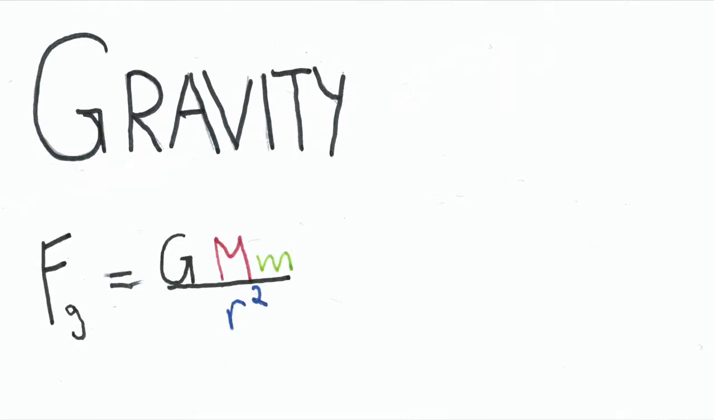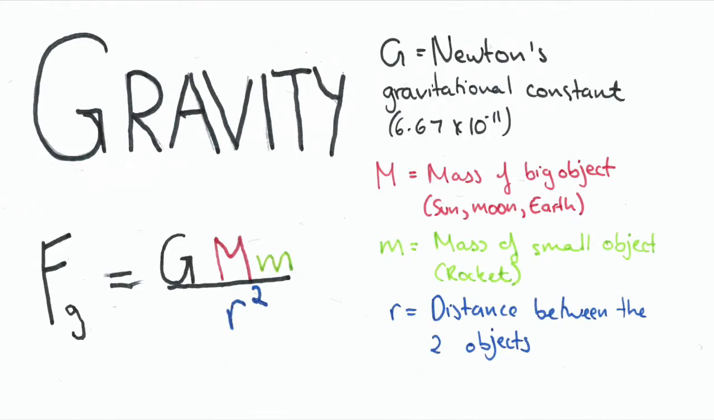The formula for gravitational force is given as this, where capital G is Newton's gravitational constant, or 6.67 times 10 to the minus 11. Lowercase m is the mass of the small object, uppercase M is equal to the mass of the big object, usually Earth, Sun, Moon, and r is equal to the distance between each object.